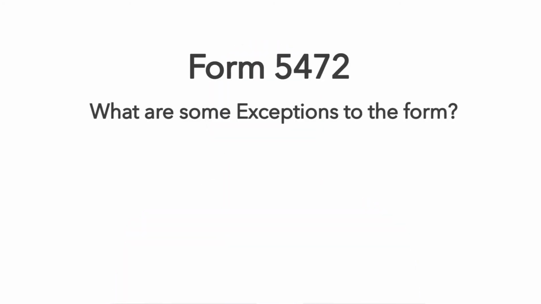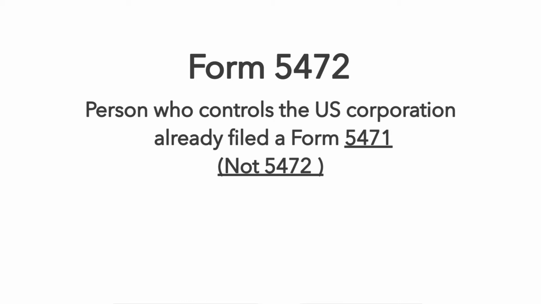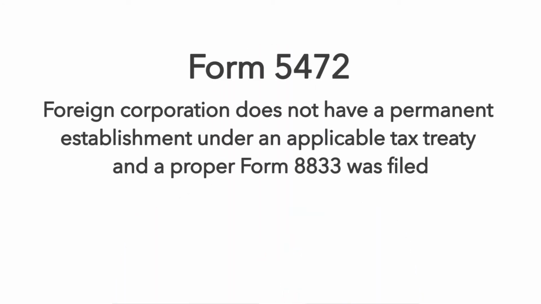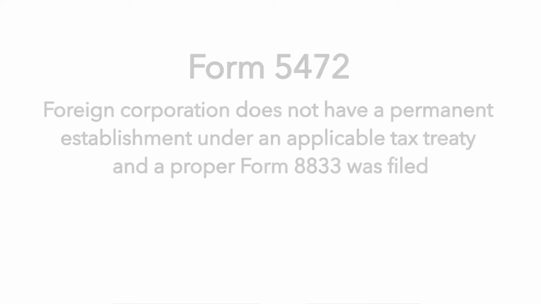What are some exceptions to the Form 5472 filing requirement? If the U.S. corporation had no reportable transactions, if the person who controls a U.S. corporation already filed a Form 5472 showing all reportable transactions, if all reportable transactions that should appear on Form 5472 have already appeared on Schedule M of Form 5471, a related corporation qualifies as a foreign sales corporation and filed a Form 1120 FSC, the foreign corporation does not have a permanent establishment under an applicable tax treaty and a proper Form 8833 was filed, its income is exempt from income taxation under IRC Section 883 because it's exempted transportation and telecommunications satellite income that is taxed at 4% under IRC 887, or neither the corporation nor related parties are considered to be U.S. persons under IRC Section 7701(a)(3).